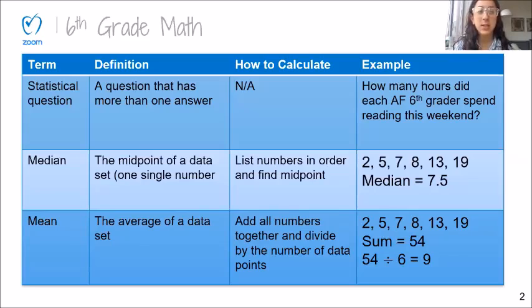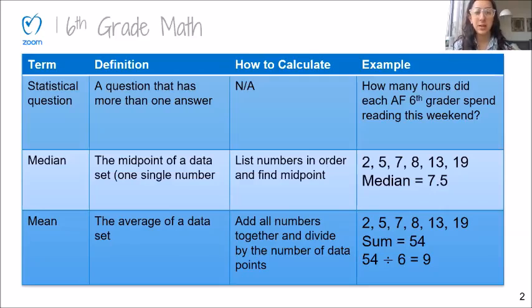The first was a statistical question, and we said that was a question that has more than one answer. So an example of a statistical question would be, how many hours did each AF sixth grader spend reading this weekend? We'll collect a data set that we could then analyze. If I asked, how many hours did Miss Green spend reading this weekend, that would only yield one answer, and therefore that is not a statistical question.